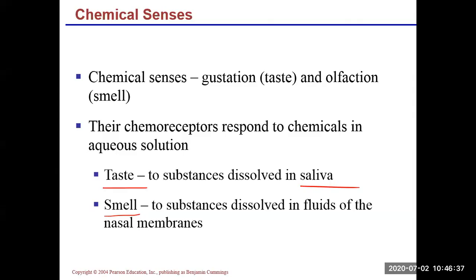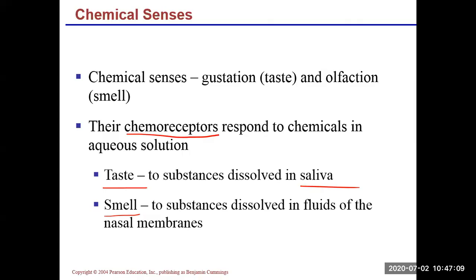So as far as the chemical senses go, there are chemoreceptors involved, obviously. They detect chemicals in the environment. Everything must be dissolved. So when we're tasting something, let's say something is salty, the salt should get dissolved in the saliva. Same thing with the smell. The chemoreceptor works best when it is detecting chemicals in an aqueous environment.